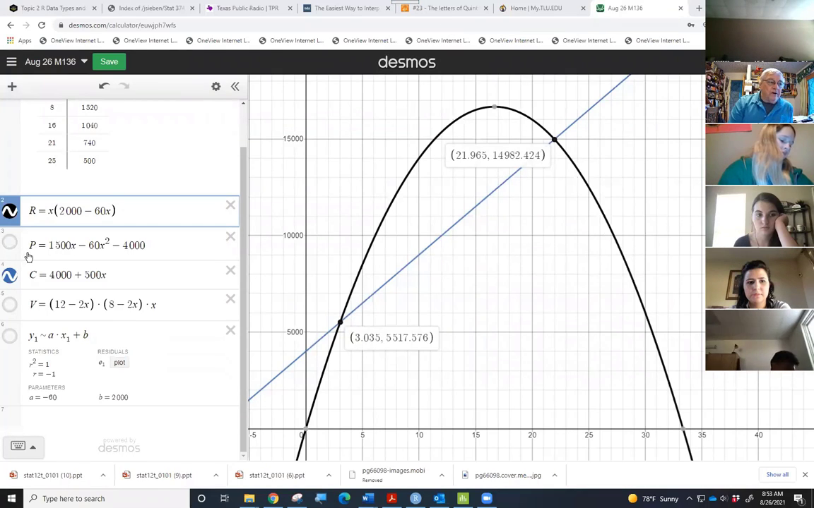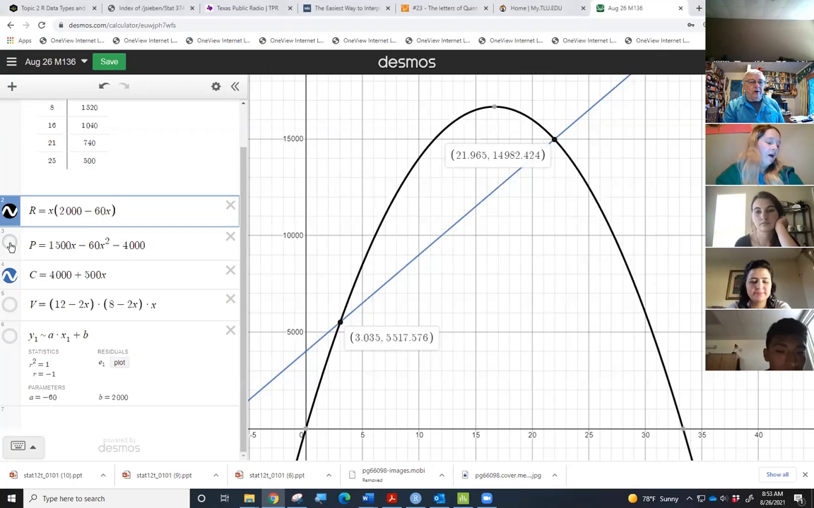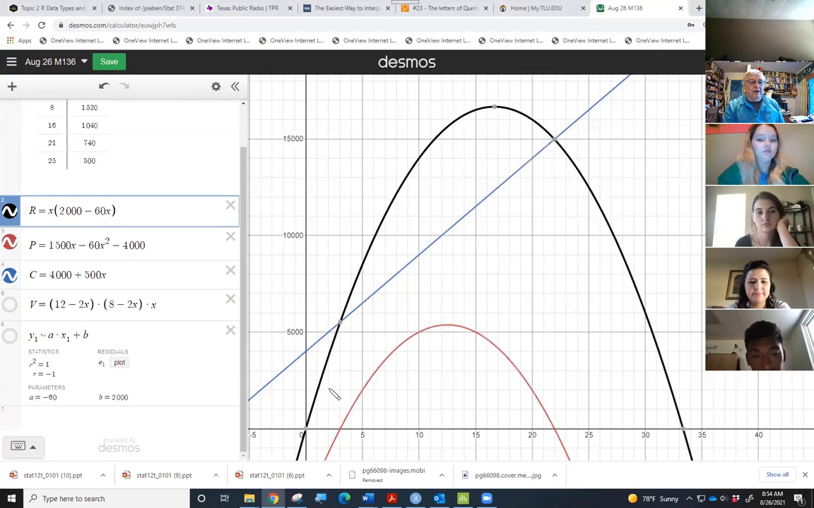Do you remember this function? P equals 1500x minus 60x squared minus 4,000. That's exactly what we calculated a minute ago. I did this before I went to bed last night to have it ready for you and turned it off, but now I'm going to turn it back on. And the red, and see, you can go from what's this ball out here? It's red, and that's what the function is here. The red is my profit function.